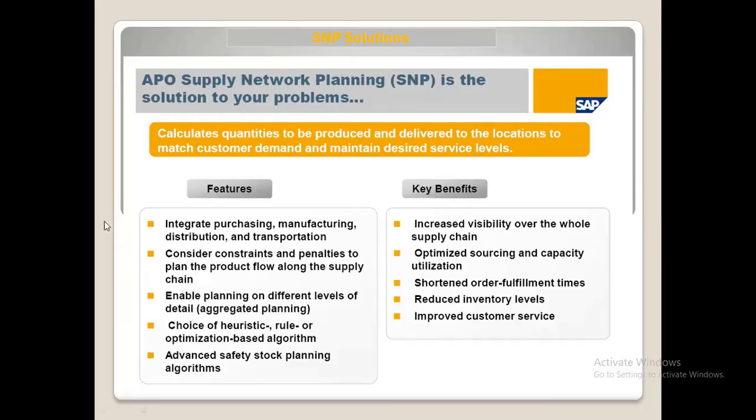Next is to consider constraints and penalties to plan production flow along the supply chain. This statement I will cover later, at the time of the optimizer. To understand this statement, we need to go to the optimizer. In this session only, I am going to cover this. Enable planning for different levels of detail, aggregate planning, which is nothing but, in the DP, you are going to do aggregation and disaggregation. Like that here in the SNP also, you can do a choice of heuristic rule or optimization-based algorithms.